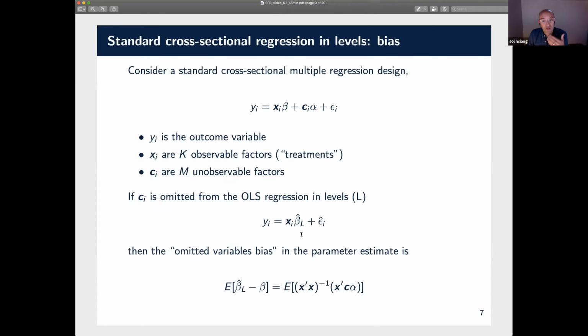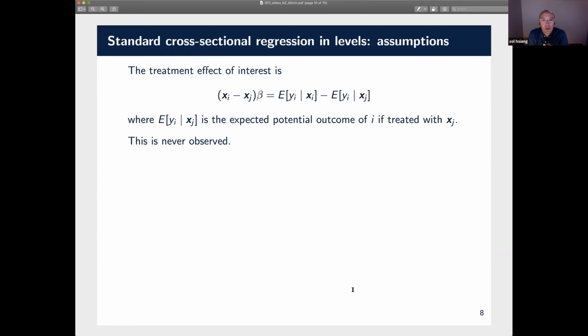So we're going to use the sub L as the levels estimate, which is different than the first difference estimate. And as we all know, this parameter is going to be biased by an amount that is proportional to the correlation between the X's that you do observe and the C's that you do not observe, with a parameter alpha that describes the overall effect of those C's. And so this is omitted variables bias. We're all quite familiar with it.